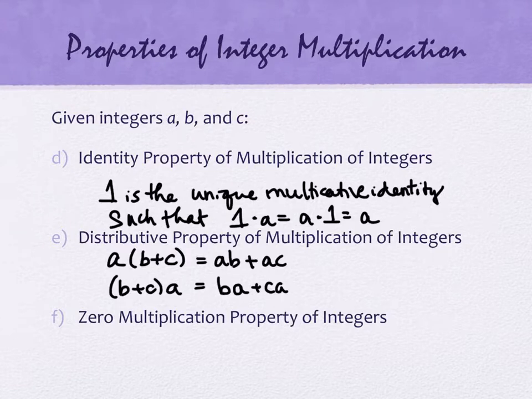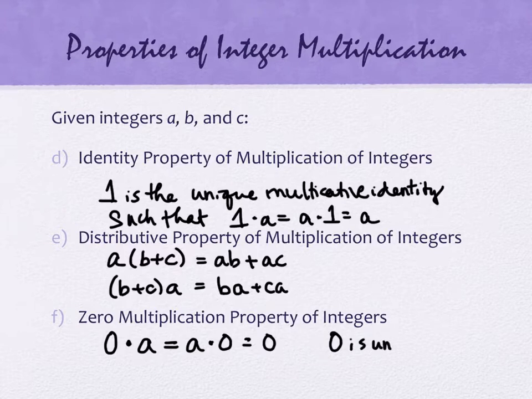And the last one is the zero multiplication property. It says, of course, that 0 times any number, or any number times 0, equals what? 0. And it's the only number that happens with. So this 0 is unique. It's a unique number that does that.